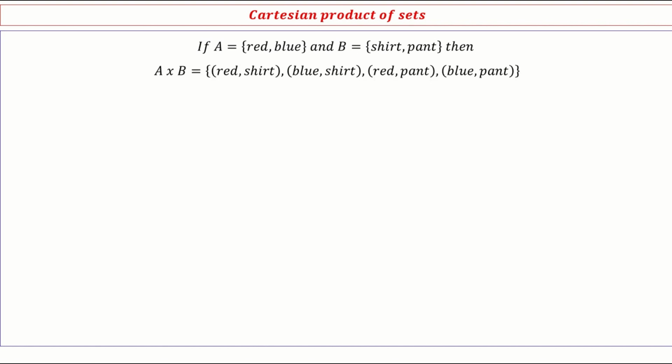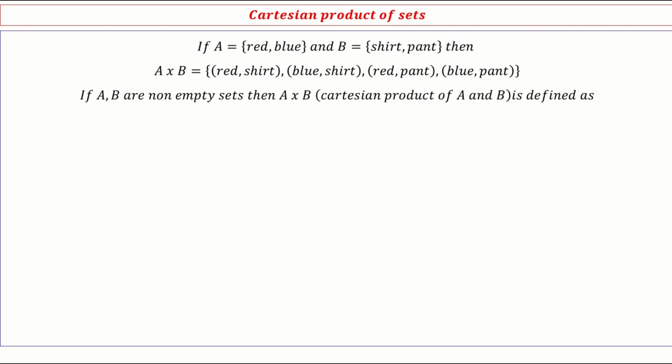What is the Cartesian product of sets? We already saw what the Cartesian product is. Let's say set A is defined as red and blue color, and set B is defined as shirt and pant. Then the Cartesian product of A and B is the ordered pairs red shirt, red pant, blue shirt, blue pant.